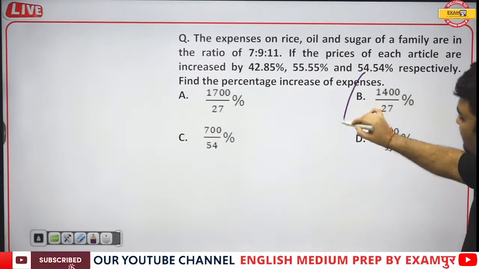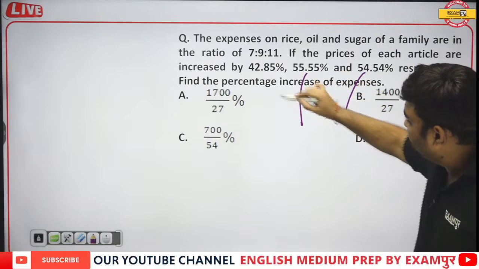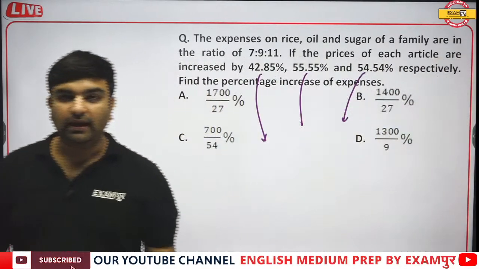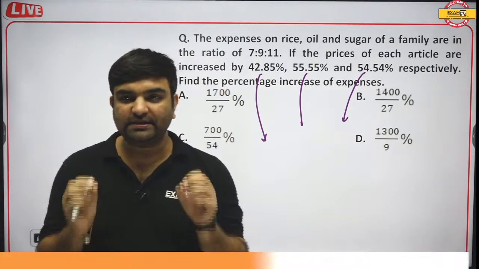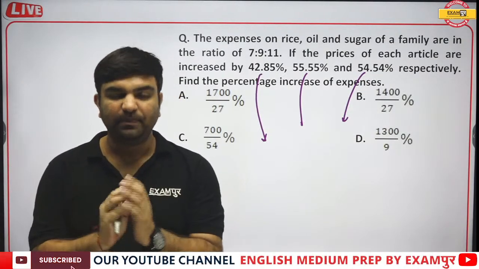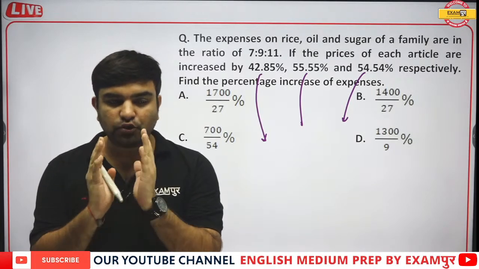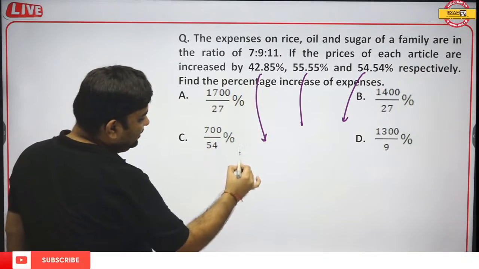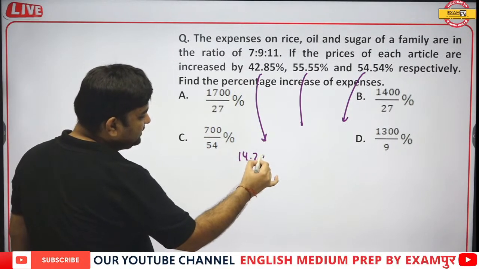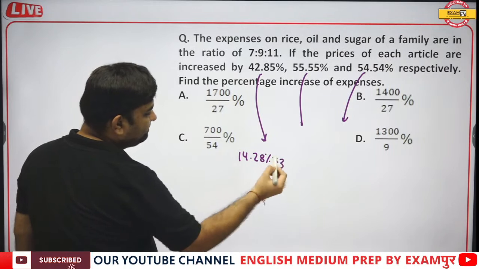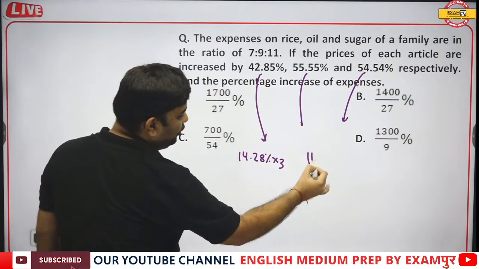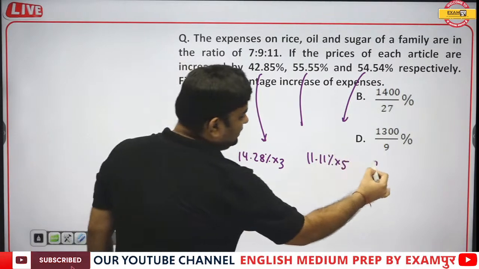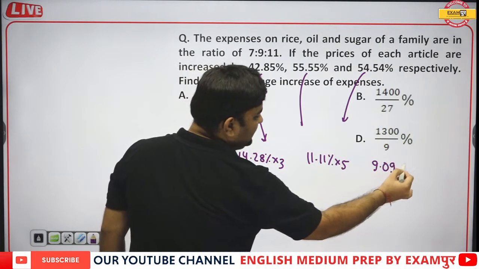Do you remember these percentages? They are the derivatives of the percentages discussed in the previous session. It is, I think, 14.28 into 3. And this is 11.11% into 5. And this is 9.09% into 6.